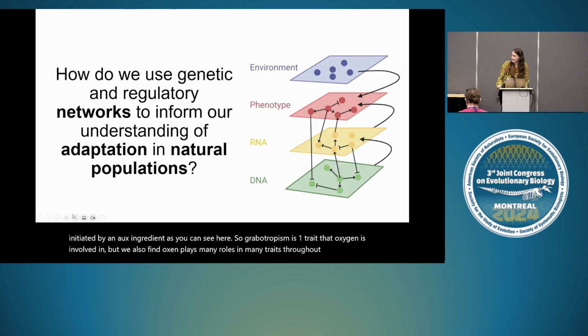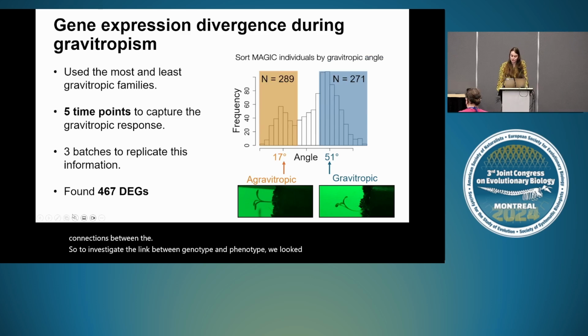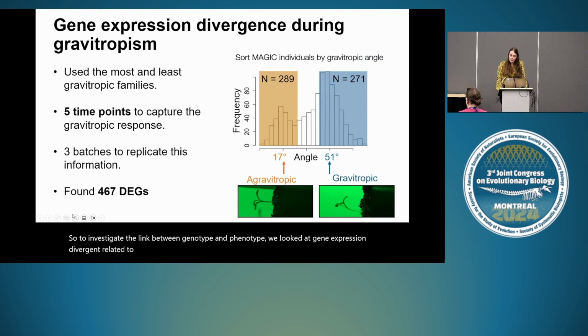And we have genetic data linking auxin to gravitropism, so now we can use this trait to find out if more levels of organisation are important for adaptation and to understand the connections between the levels better. So to investigate the link between genotype and phenotype, we looked at gene expression divergence related to gravitropism. We extracted RNA from the most and least gravitropic families for sequencing across 5 time points, and this is to capture the whole gravitropic response.